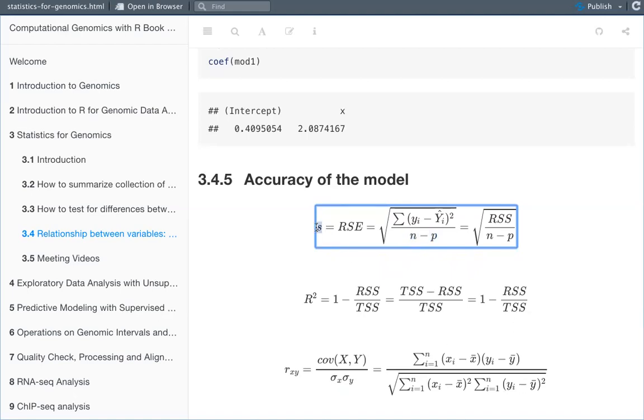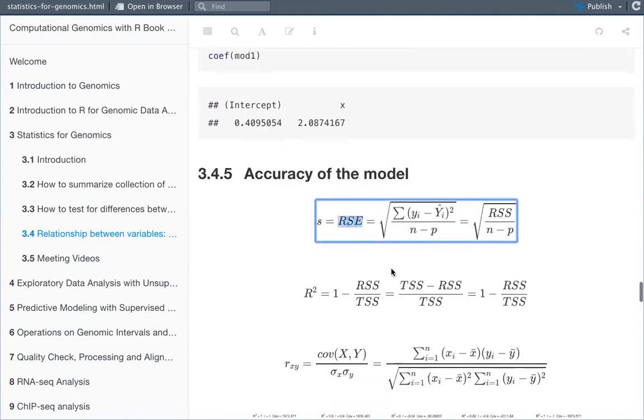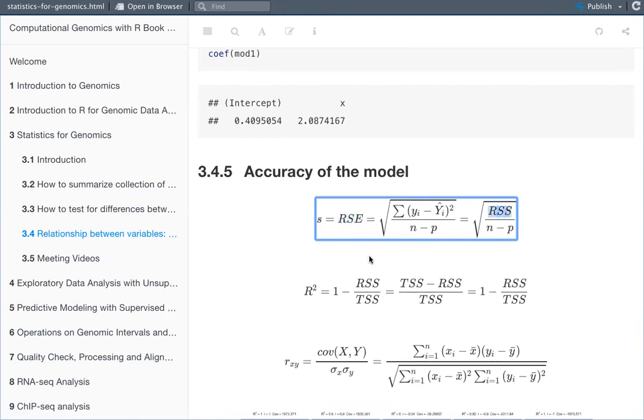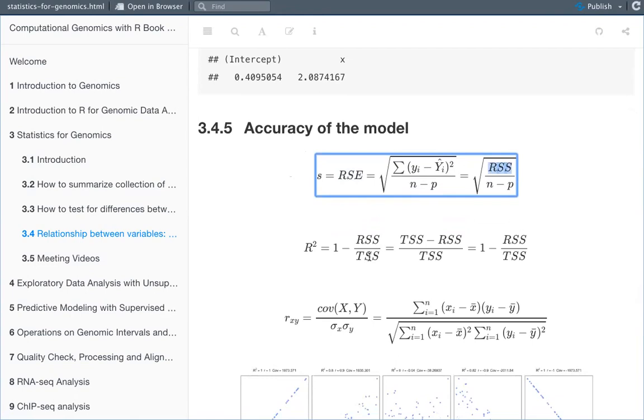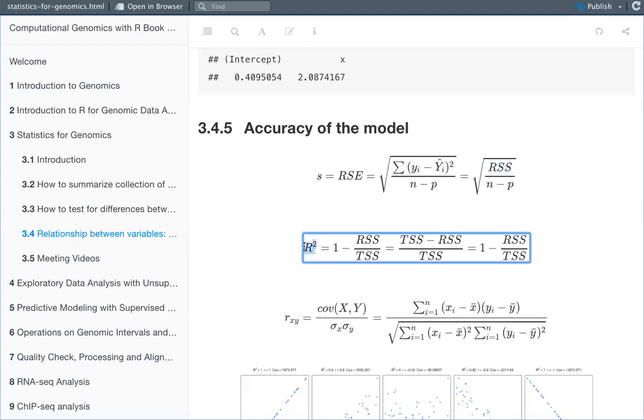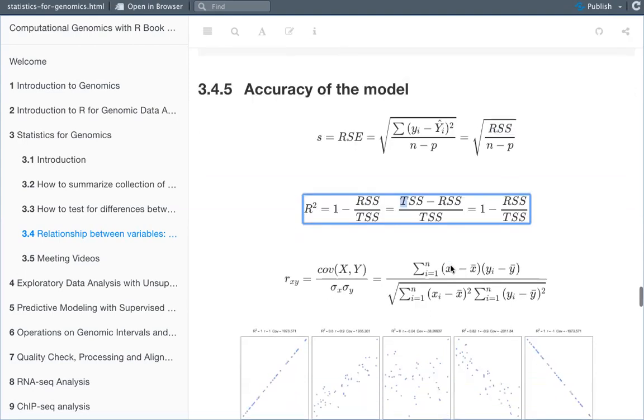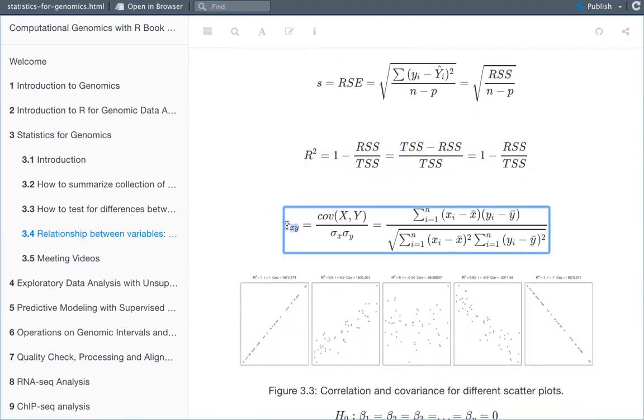This S is our residual sum of squares, the sum of squared residual errors. So basically, we can calculate the R square with this formula, using the residual sum of squares and the TSS, the total sum of squares. We can even have a look at the R value, which is the ratio between the covariance and the sigma. The Pearson correlation.